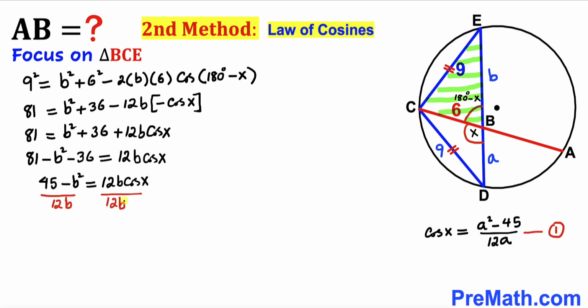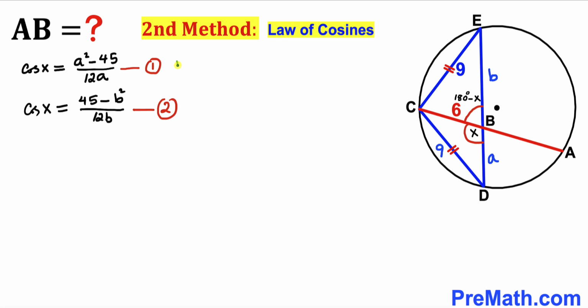And now let's divide both sides by 12b to isolate cosine of x. This is gone, so therefore our cosine of x value turns out to be equal to 45 minus b squared divided by 12 times b. Let me go ahead and call this our equation number 2. And here we ended up with these two equations, equation 1 and equation 2.